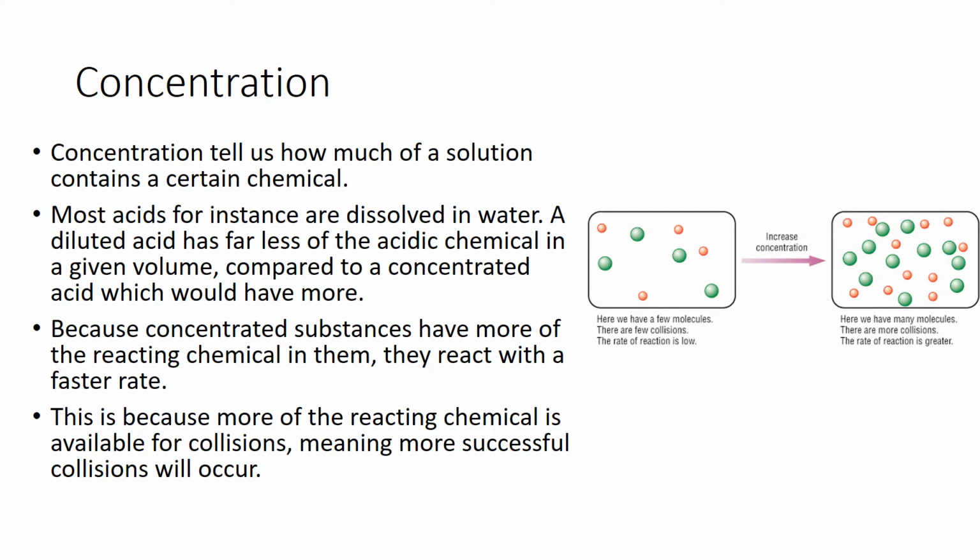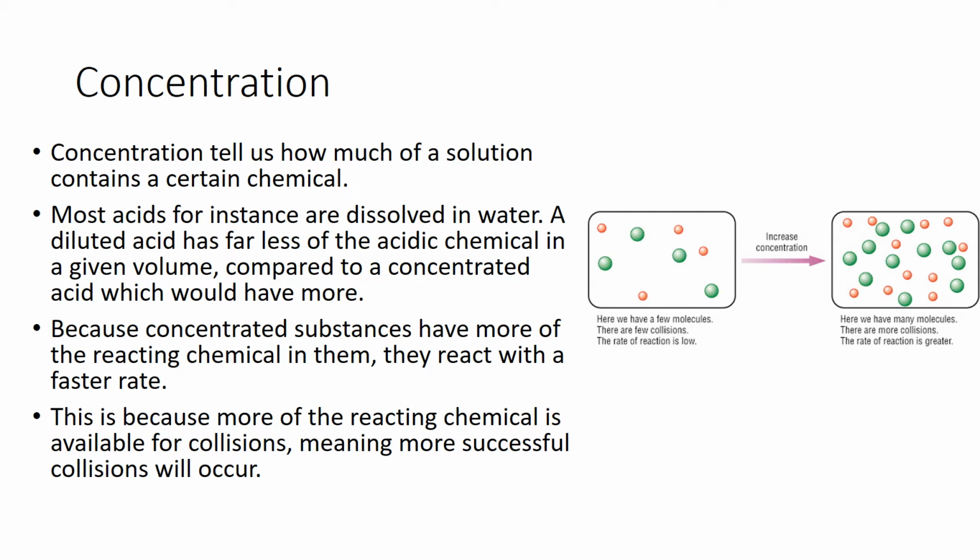The first one that we're going to be looking at today then is concentration. Okay, now concentration tells us how much of a solution contains a certain chemical. Now, to give you an example, for instance, our acids are typically dissolved in water. So a dilute acid would have far less of the acidic chemical in a given volume compared to that of a concentrated acid, which would have more.